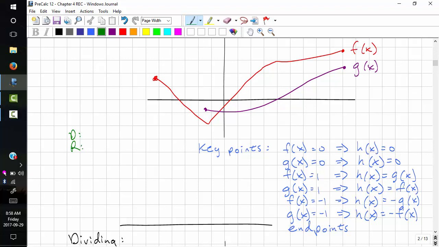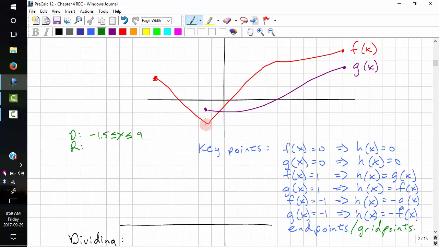And we have a couple more. When f of x is negative 1, we just reflect g of x on the x-axis. And if g of x is negative 1, we reflect f of x on the x-axis. And again, grid points as well as endpoints. Domain is the same, negative 1.5 to 9. And again, we'll do the range afterwards, after we finish our plot.